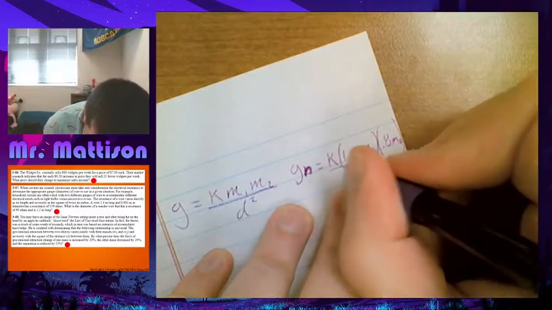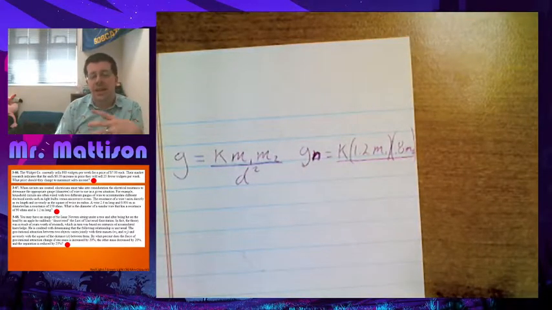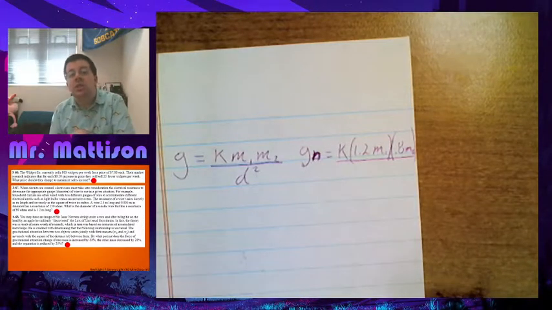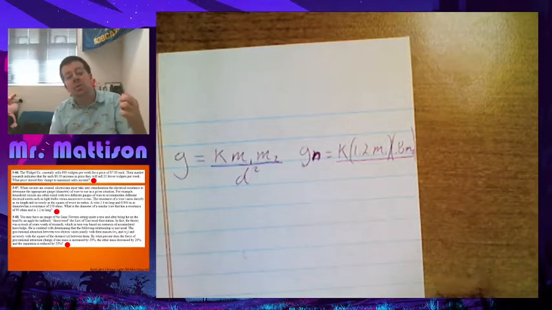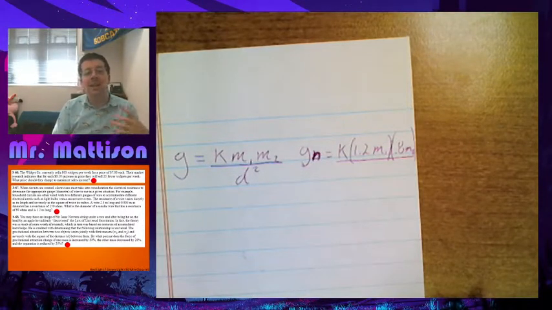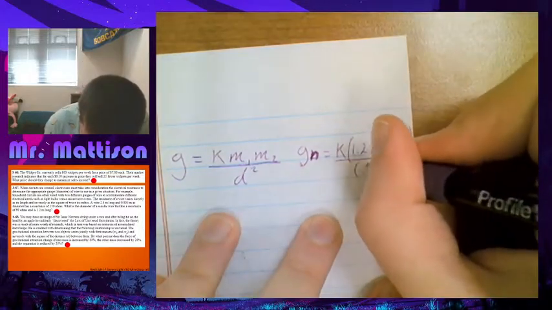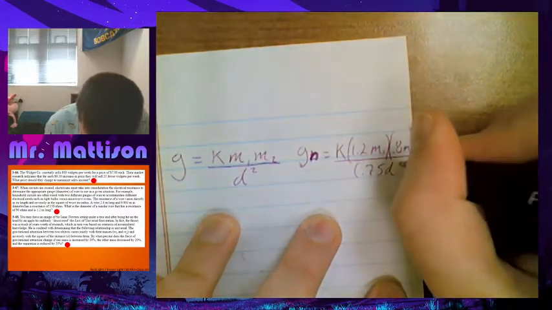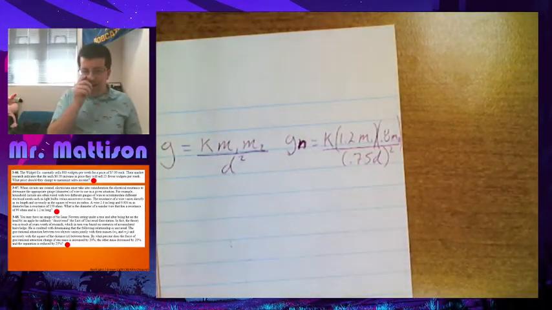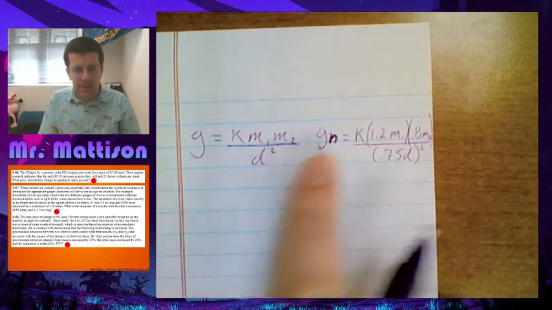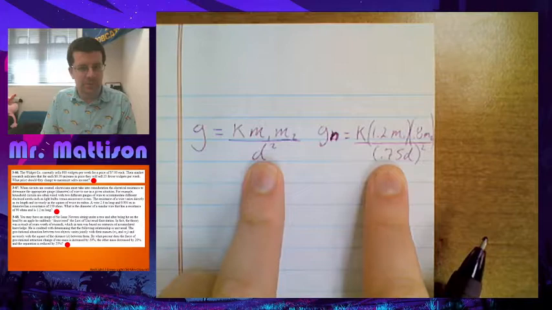And I want to divide that by the distance being reduced by 25%. Now it is not reduced to 25% of what it was. It's reduced by 25%, meaning that there's going to be 75% of that distance remaining. So it's going to be 0.75 times the distance squared. So what I want to find is how does this change in this situation, okay?